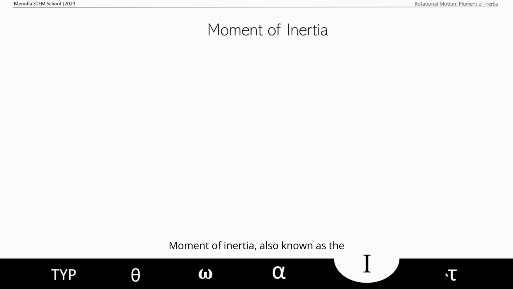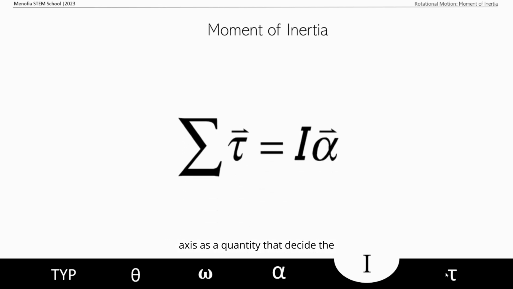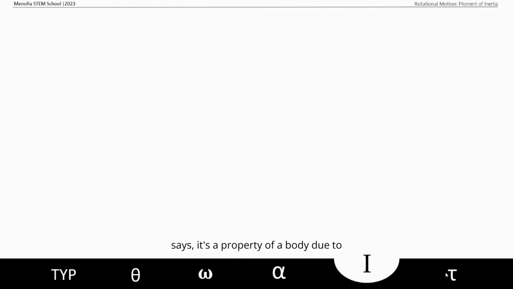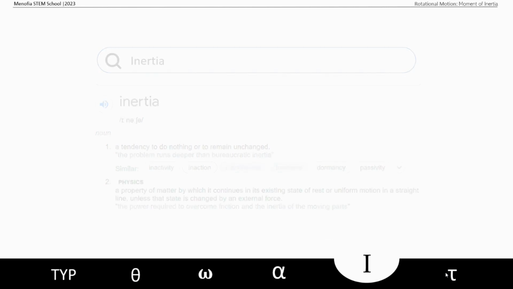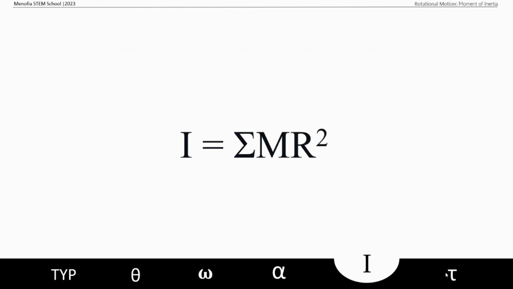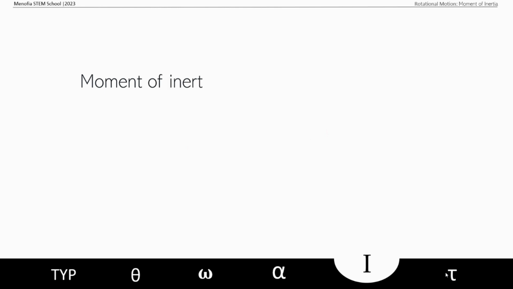Moment of inertia, also known as the angular mass or rotational inertia, can be defined with respect to the rotation axis as a quantity that decides the amount of torque required for a desired angular acceleration. And as its name says, it's a property of a body due to which it resists angular acceleration. The formula for the moment of inertia is I equals the summation of the equivalent mass times the radius squared. The moment of inertia depends on the distribution of mass around its own axis of rotation.